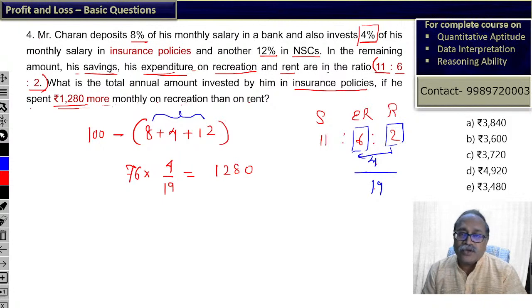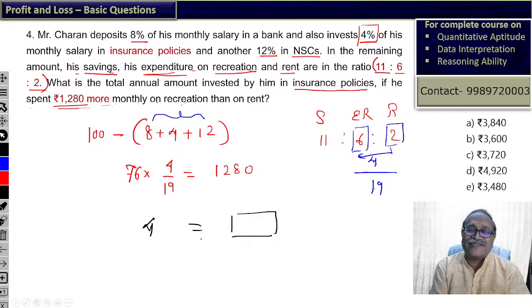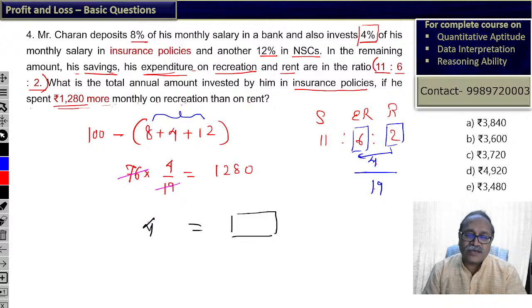What I need to find out is how much amount is spent on the insurance policy. That means I need 4%. So 4% is equal to how much? We can find it out. Let's find it now. Now look, this 19 cancels with this: 19 times 4 is 76. This cancels with 4, and this will cancel too. 4% is what we are looking for. 76%, 19, and monthly.